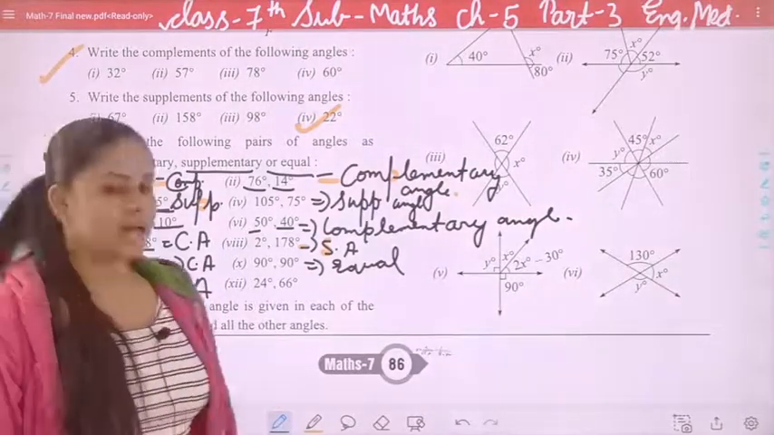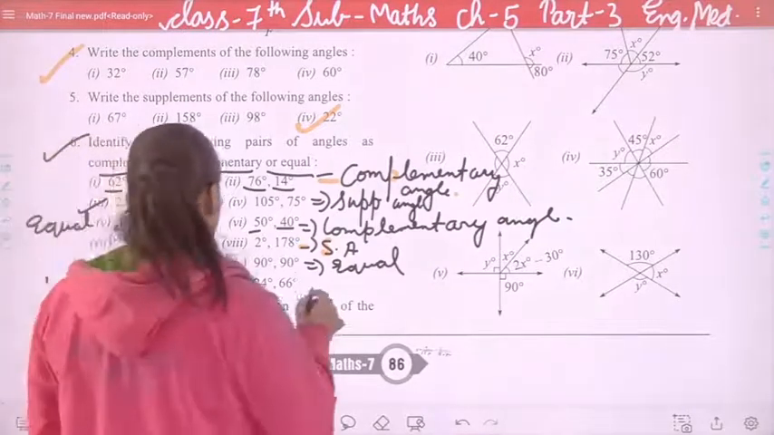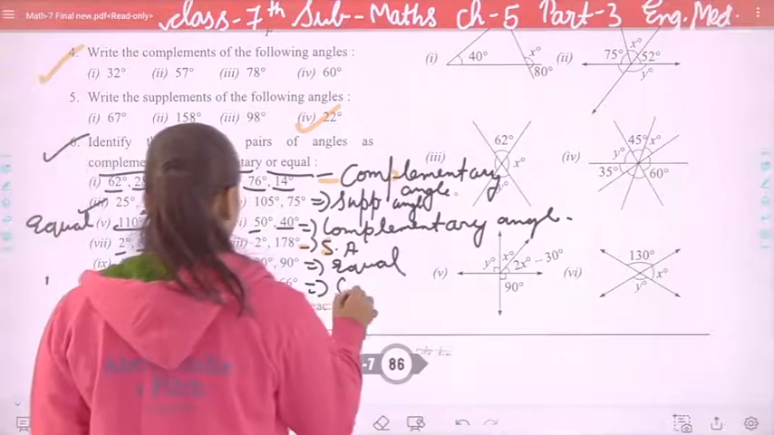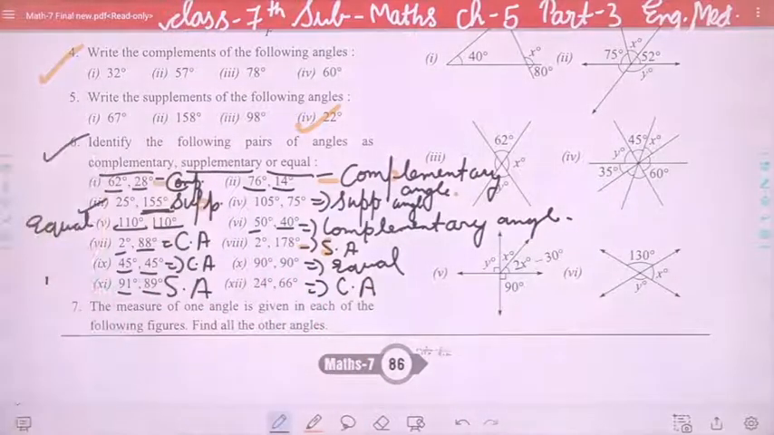24 degree and 66 degree, that is complementary angle. Right, students? Now question number 7, we will continue. Okay, let's start. The measure of one angle is given in each of the following figures. Find all the other angles. I will explain the first part and the second part is your homework. Okay, students, let's start.